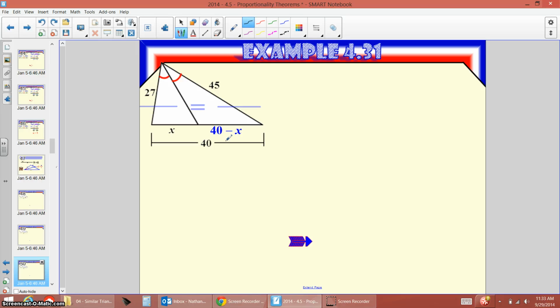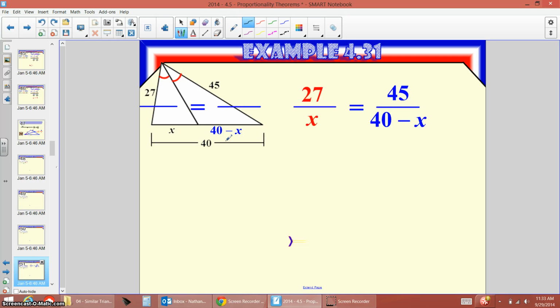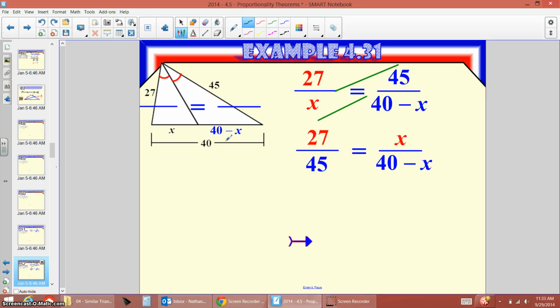I'm sure you know how to use these. If you try and do this, good luck. If you mess it up, then you get the wrong answer. But make sure you're setting up proportions that make sense, each piece corresponding to itself. Now I can cross multiply, or I can interchange the means. I would like to interchange these means because I want to get 27 over 45. And when I get that, I divide them both by 9, I get 3 over 5. Much easier to work with.